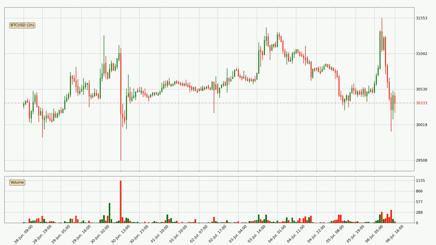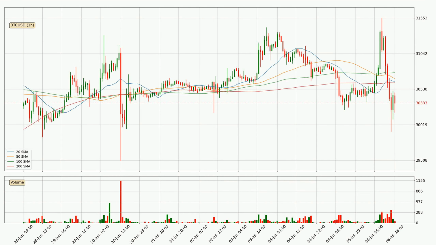Looking at the Bitcoin hourly time frame, the price moved only slightly to the downside with around 0.7% in the last 24 hours, with a current price of $30,333. Moving to the hourly simple moving averages, the price broke the 200 SMA to the downside, but it's not a very strong signal as the volume hasn't been very high.